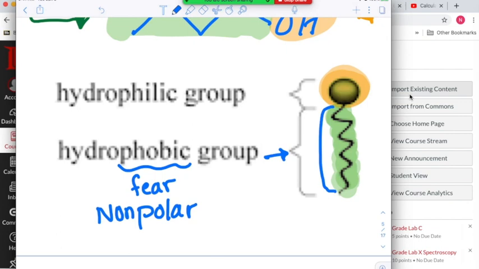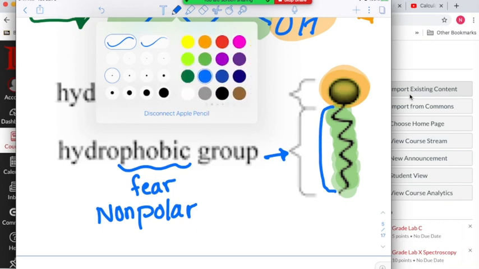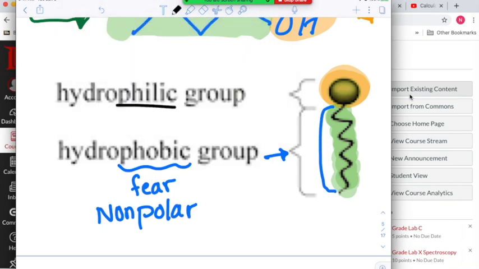Then we have a hydrophilic group. And philic is love. So this is a water-loving group. And what loves water are polar groups. So this is going to be polar. And a lot of times your hydrophilic group is an OH group. It is an alcohol group. And so we saw this in our micelle, and we also talked about how molecules like this are in the bilipid layer that you might see in your biology class.